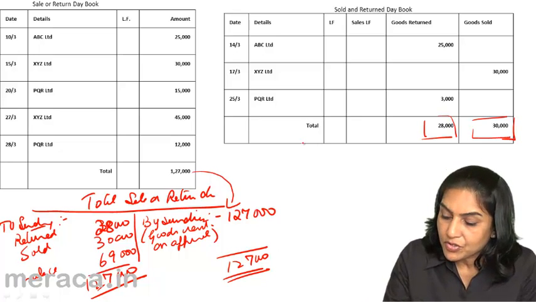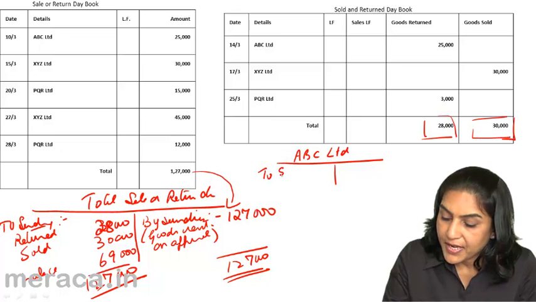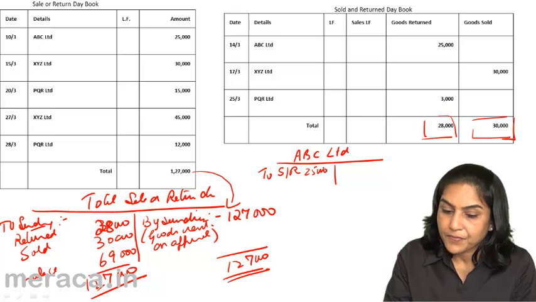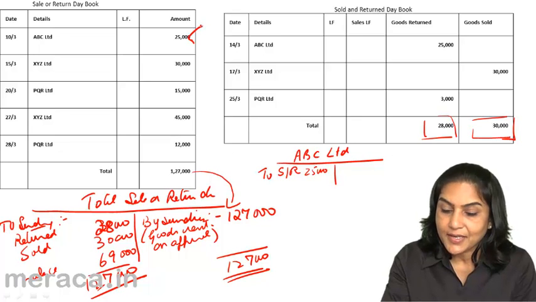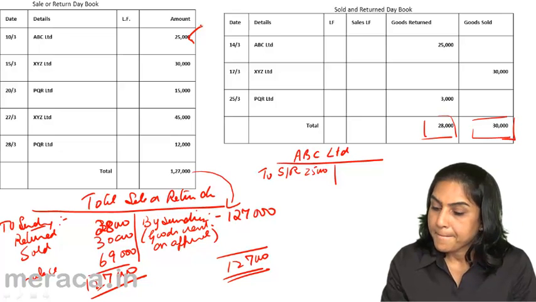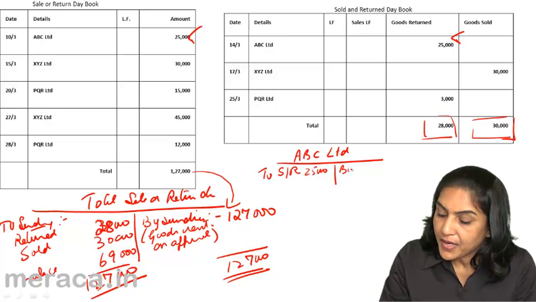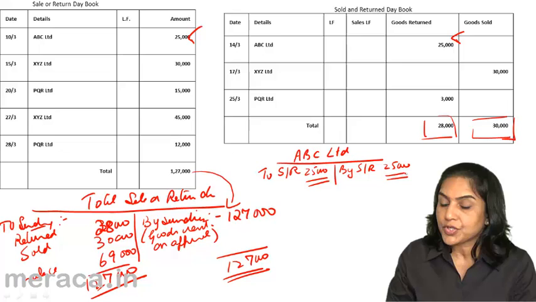Individually, in the customers' accounts, we would have ABC account debited to sale or return, an amount of 25,000. So this posting is done. Goods returned 25,000, by 25,000. And ABC's account is closed.